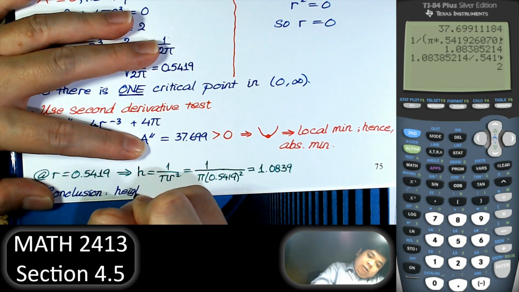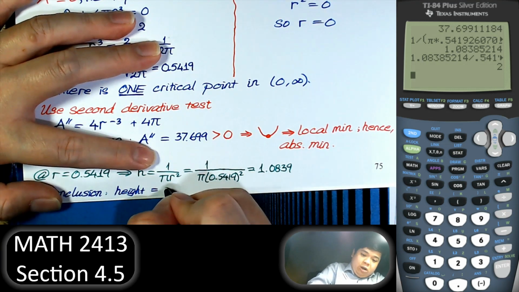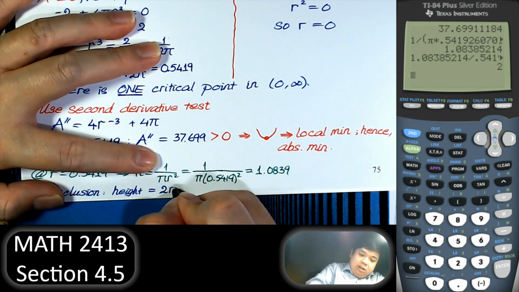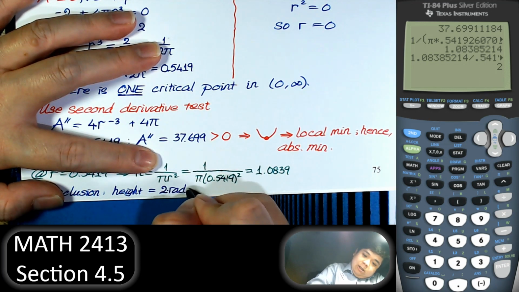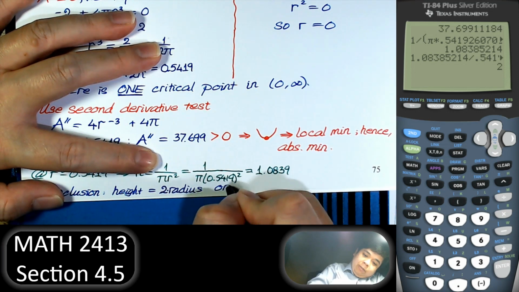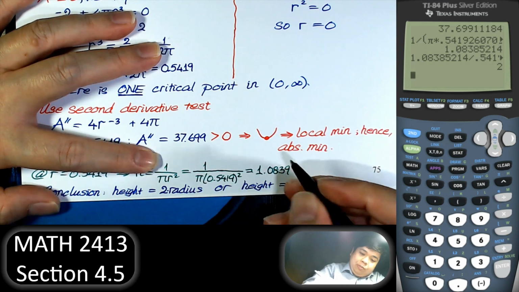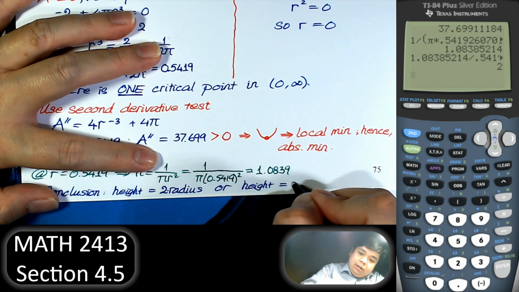Height is equal to twice the radius, or the height is equal to the diameter.